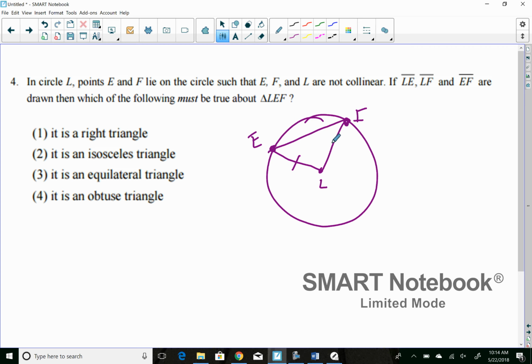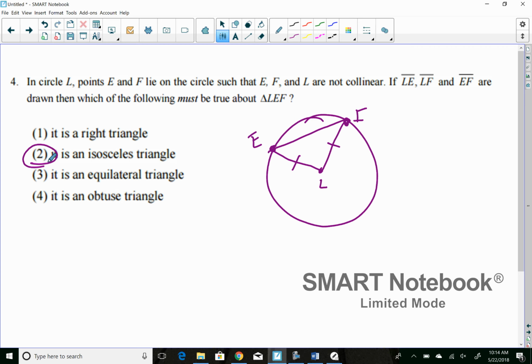I know that these are radii, so that means those two segments are congruent, meaning triangle LEF must be isosceles. Could it be a right triangle? Sure. Could it be an equilateral triangle or an obtuse triangle? Sure, but it has to be isosceles, right?